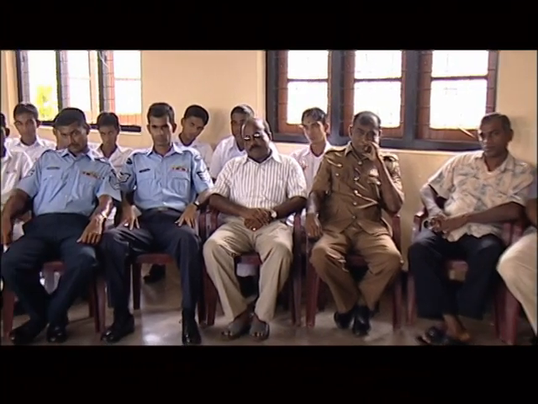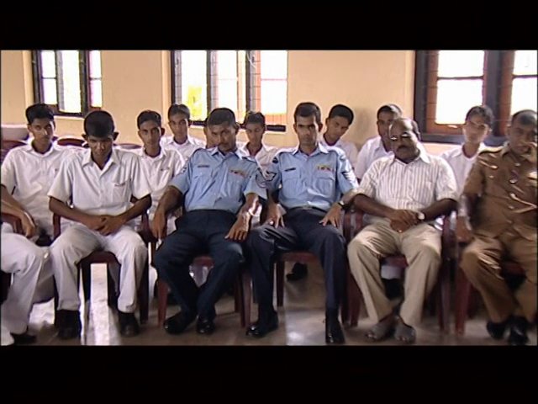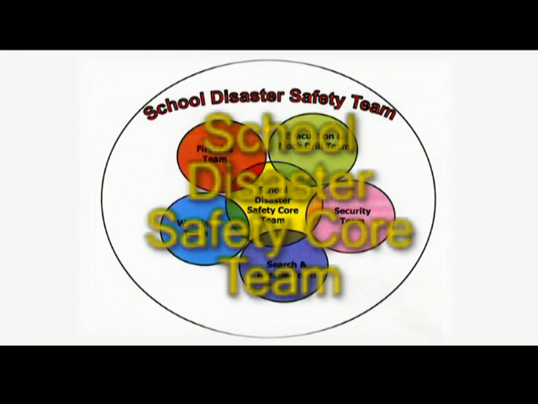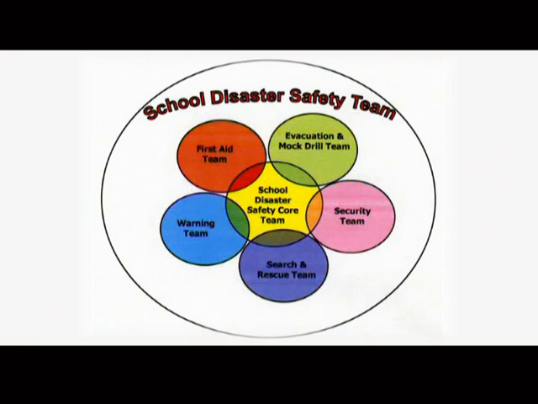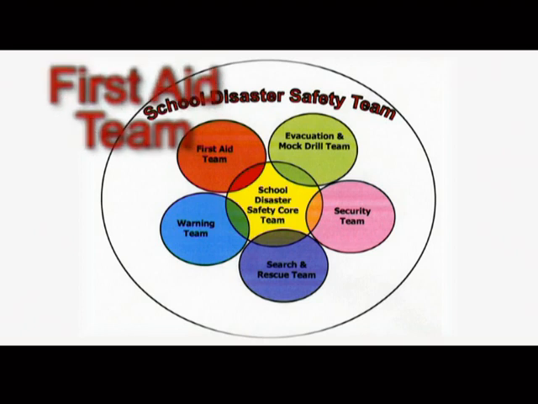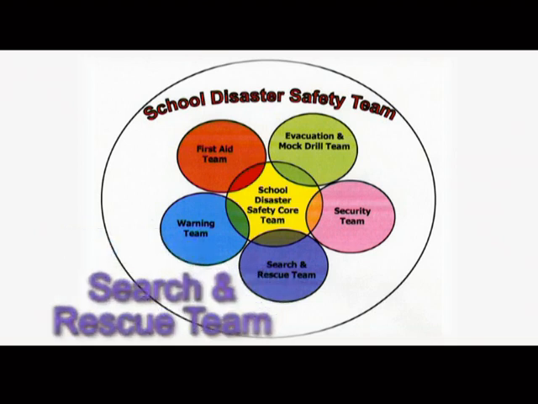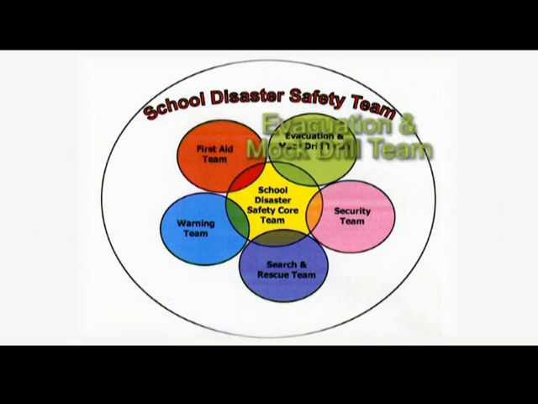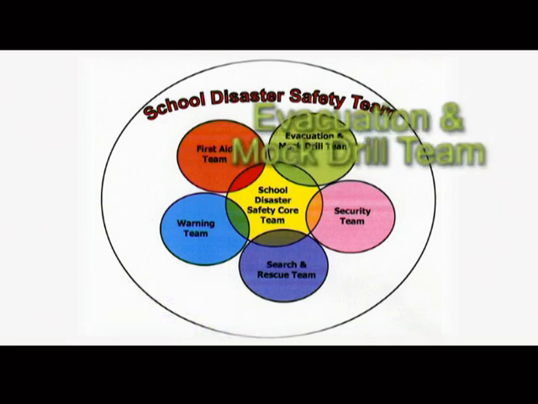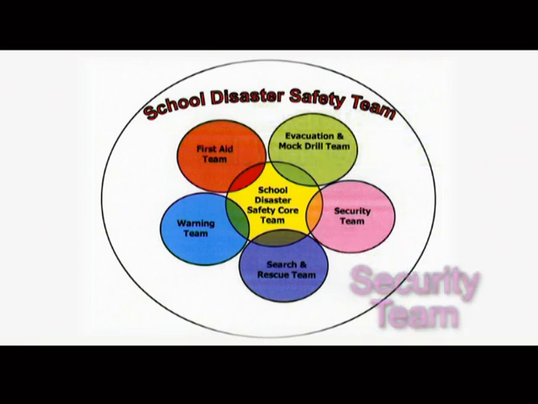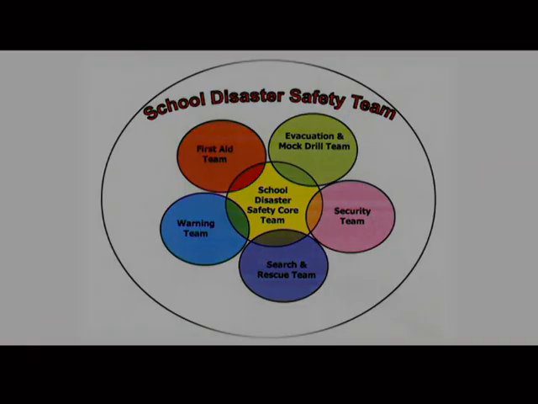The model sub-team composition is as follows. The nuclear team is the core team and others linked with it. The sub-teams can be a first aid team, a warning team, a search and rescue team, an evacuation and mock drill team, a school security team. Training is necessary to improve knowledge, skills, and capabilities.